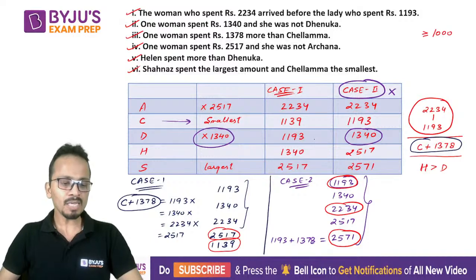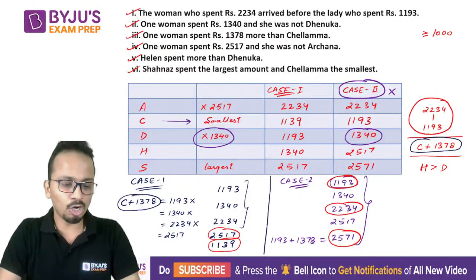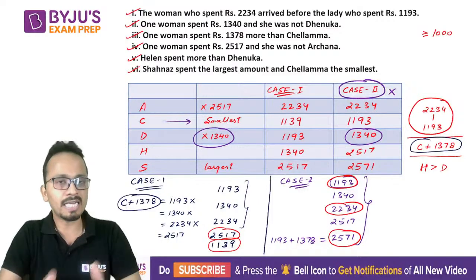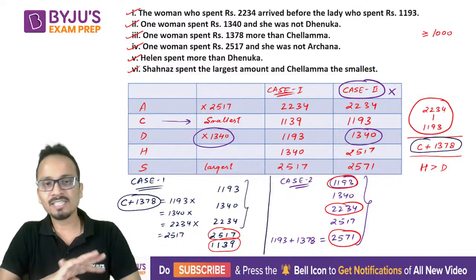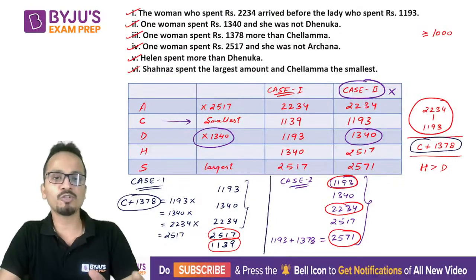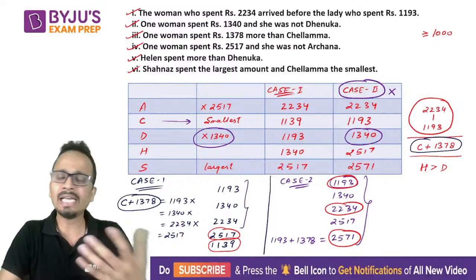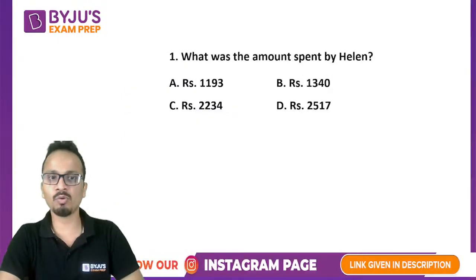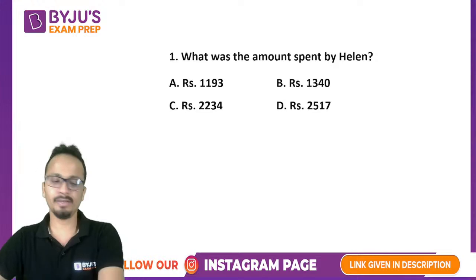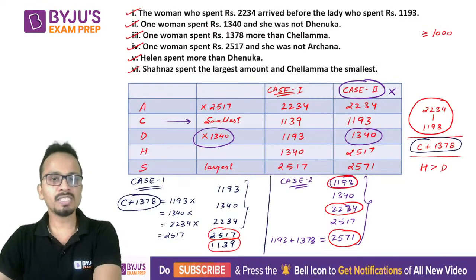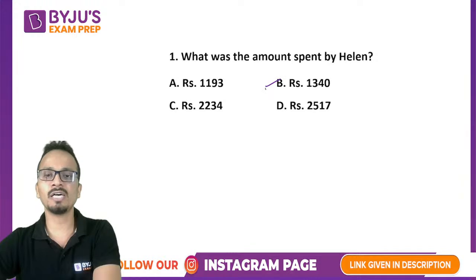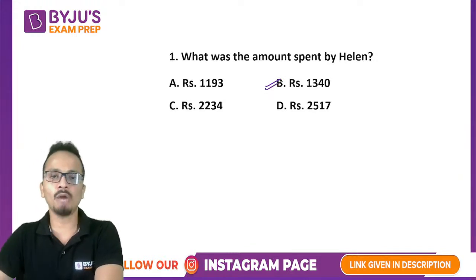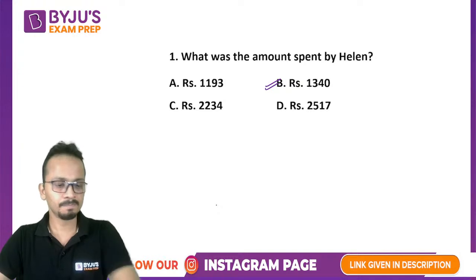All right. Now let's have a look at all the 3 questions that are attached with this set. So now once you have made this arrangement, answering all the questions, whatever be the number of questions, will be a matter of hardly 10 to 15 seconds per question. So question number 1, what is the amount spent by Helen? So I'll go back. Helen has spent 1340 rupees. So 1340, the correct answer is option B, right?